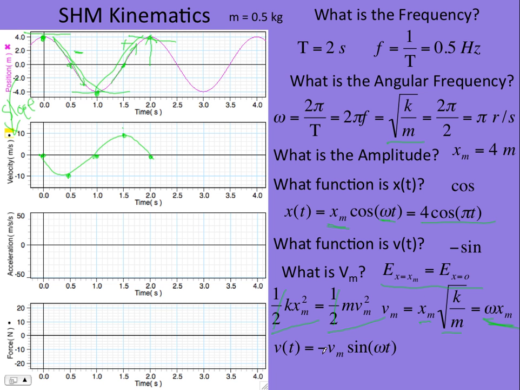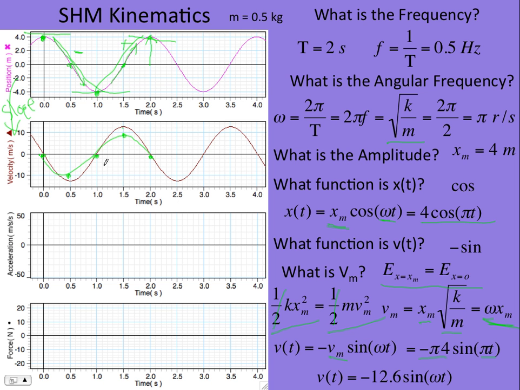And so the velocity has got to be negative sine omega t, and we need the amplitude of the velocity out in front, v maximum. We know what all those are, so we have negative 4 pi sine pi t. If we graph that, 4 pi is about negative 12.6, so it's going to look like that. I wasn't too far off here. If I erase it, I'm exactly on.